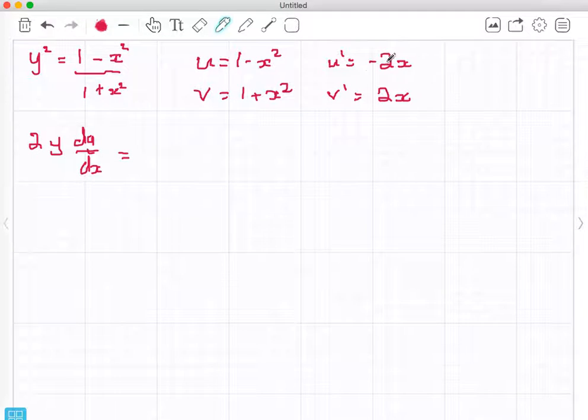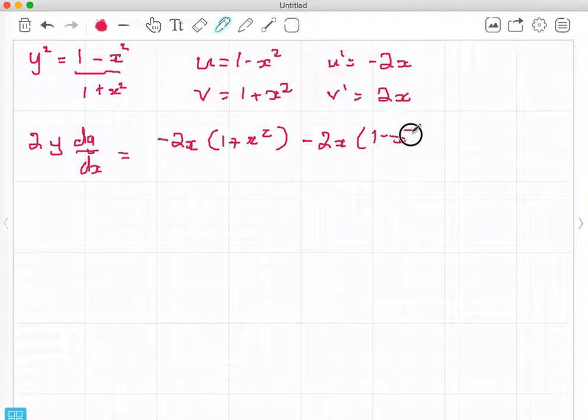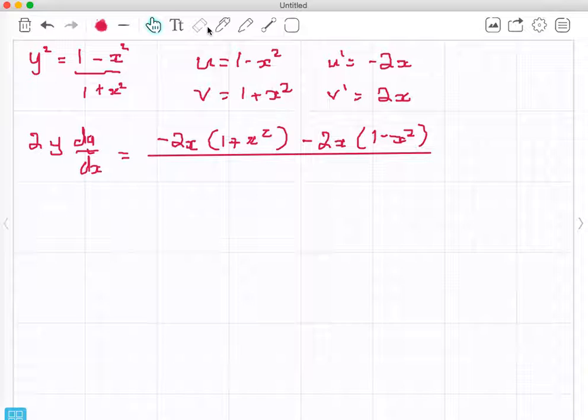This becomes this one times this one, minus this one times this one, and we're going to end up with minus 2x, 1 plus x squared, minus this one times this one, so it's also going to have a minus 2x, 1 minus x squared, and then on the bottom we're going to have 1 plus x squared, squared. Now I'm going to tidy this up very slightly.